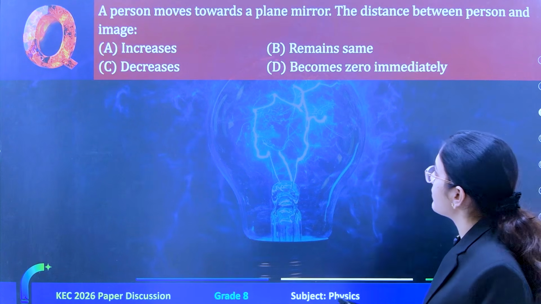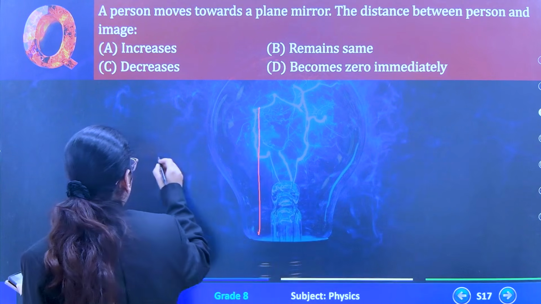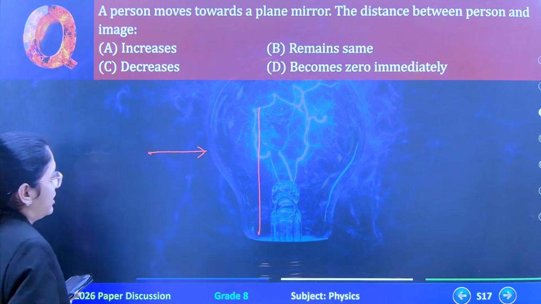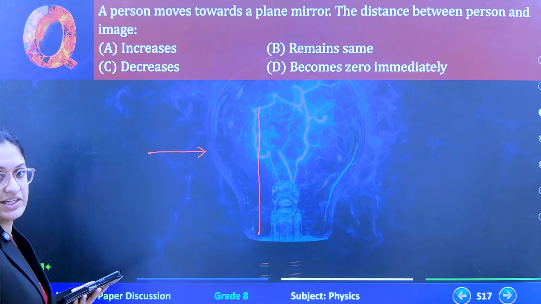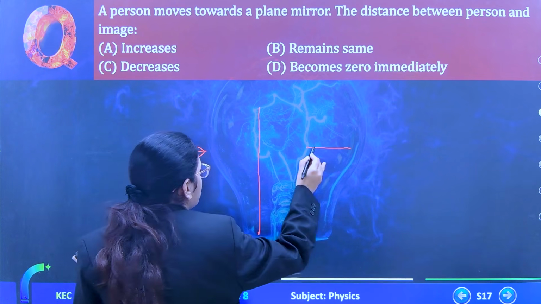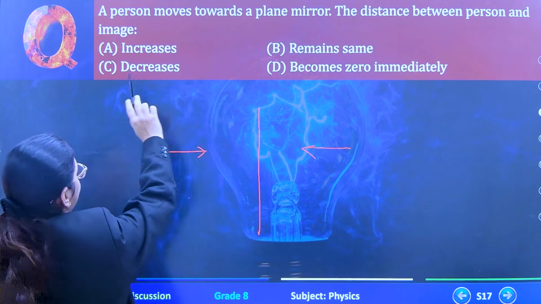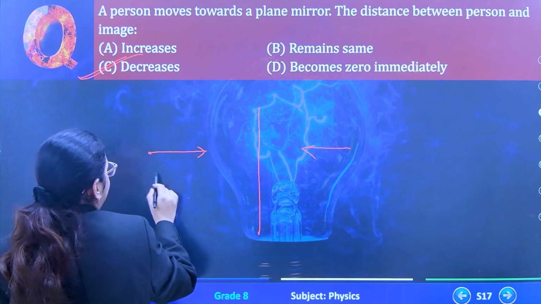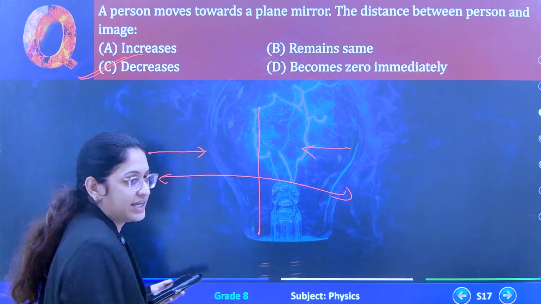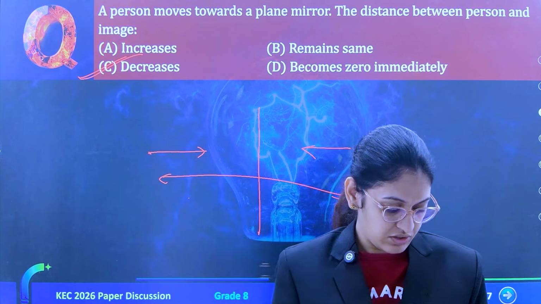Next question. A person moves towards a plane mirror. This is your plane mirror, the person is here and moving towards the plane mirror. So the mirror and object distance is decreasing, so the image distance should also decrease. So the distance between person and image will decrease. This overall distance will decrease.